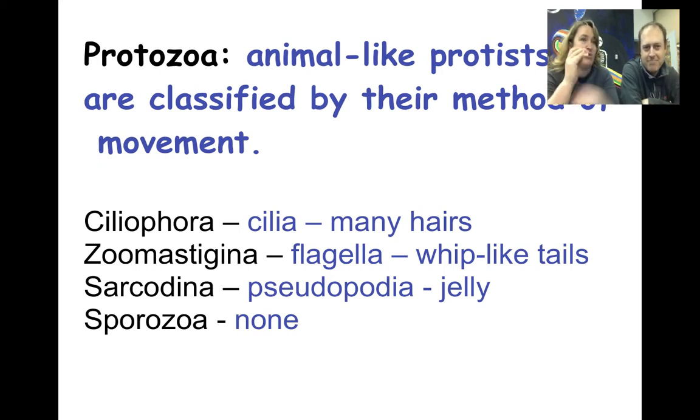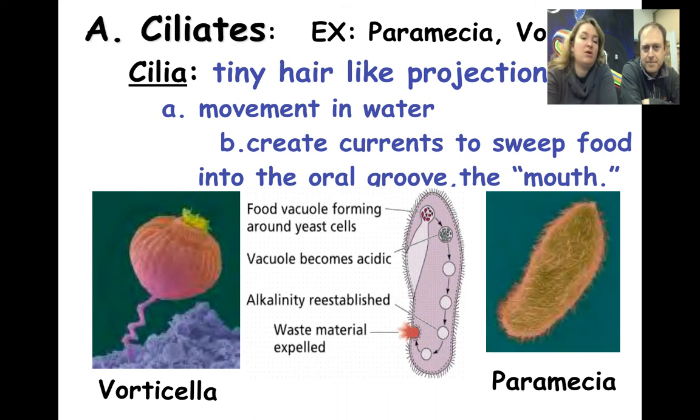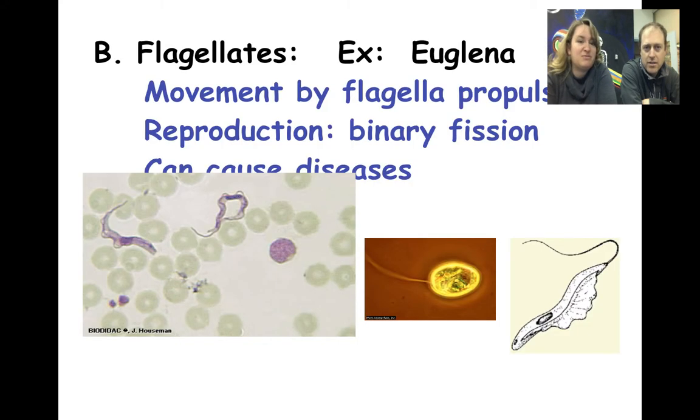So we have cilia, which is many small hairs moving together. Flagella, whip-like tails. Pseudopodia, which is like jelly, like an amoeba, or none. They just kind of go with the current. So some examples of ciliates: Paramecium, Vorticella, and oftentimes they have kind of grooves where they can sweep food into their mouth. We'll hopefully see some paramecium in the microscopes. What about the flagellates? They use that whip-like tail to get around. Yeah, that's how we distinguish these.